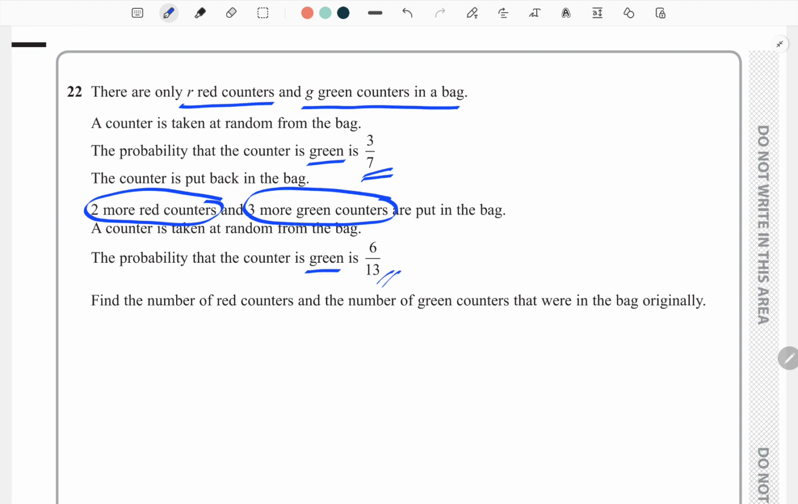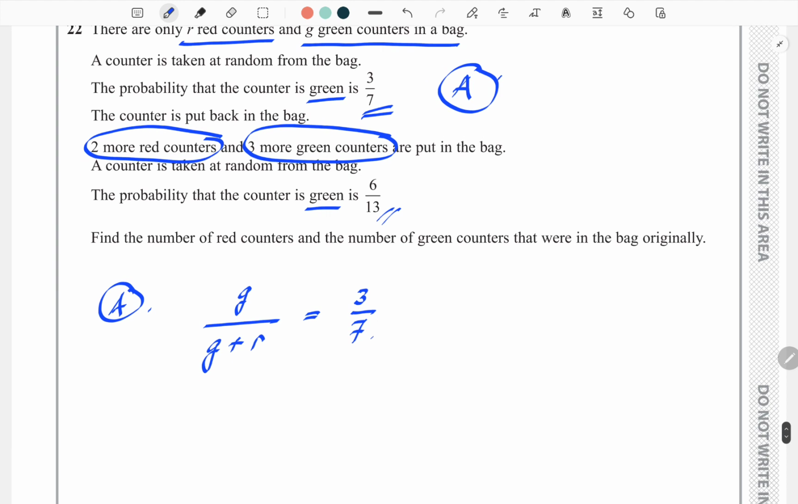All right. Now I'm going to interpret all of that. You've got to put it all into a simple mathematical sort of format. Start with the first statement, A. All right. The probability of getting a green is the number of green over the total. The total is green plus red. Okay. And we're told that that probability is 3/7.